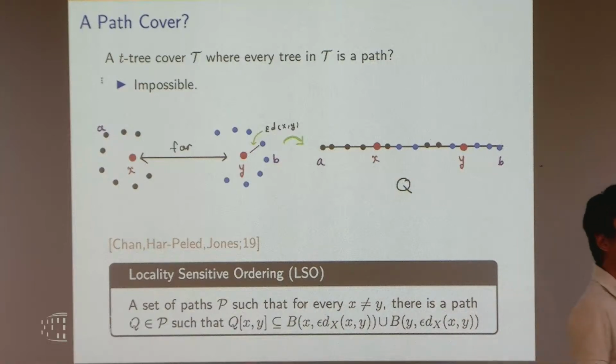If you have so many points that are near to x and so many points that are near to y, you wouldn't be able to do that with few paths. You would still be able to do it maybe with n paths, but not a constant number of paths. And so you wouldn't be able to have this kind of distance guarantee.